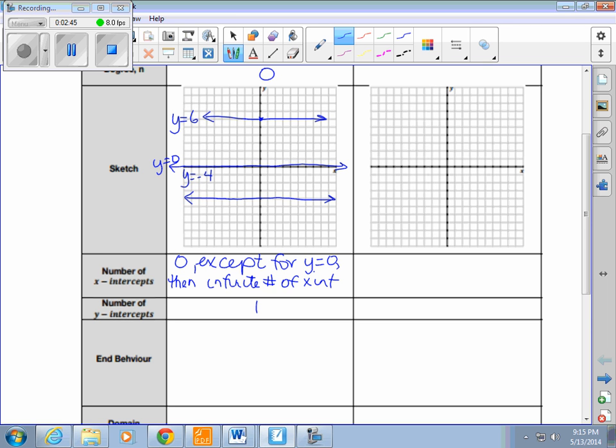The end behavior, so if we remember, this is quadrant 1, 2, quadrant 3, and quadrant 4. The line will extend from either quadrant 2 to quadrant 1, like my top picture there, or it will extend from quadrant 3 to quadrant 4.